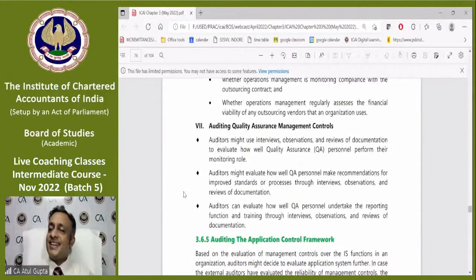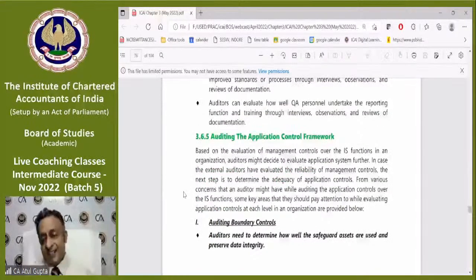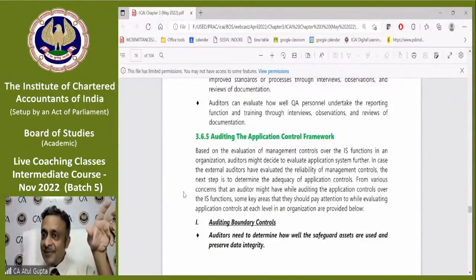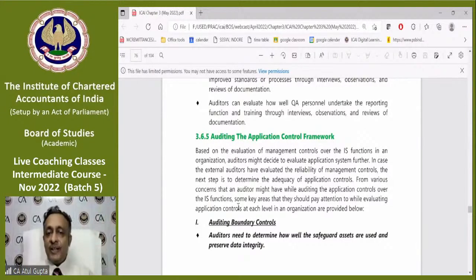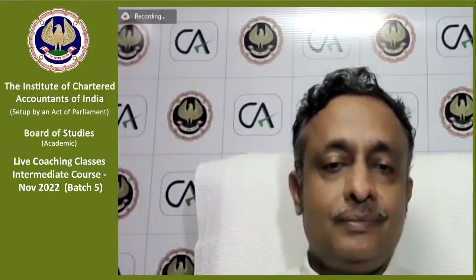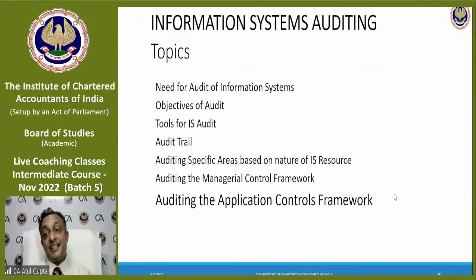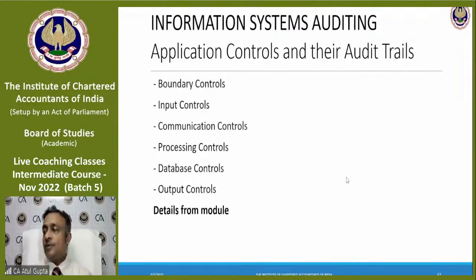Quality assurance management controls: whether the system created is as per the need and requirement of the entity. So that was management control. Now application control. We talked about application control parameters. All of them are put here. Let us go back to our PPT. Auditing of the application control framework includes boundary control, input control, communication, process, database, output. So let us go to the module itself.